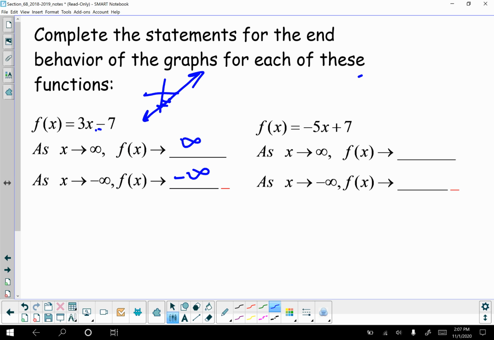That's the same thing with this one. If we were to graph this, we'd have +7 up here, down. So this is what the graph kind of looks like on that, just as a rough sketch. So as x goes to infinity, the y value, f at x, goes to negative infinity. As I go to negative infinity, as I go to the left, my graph goes to positive infinity.